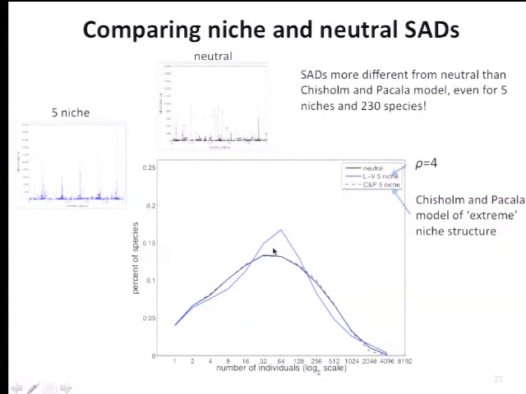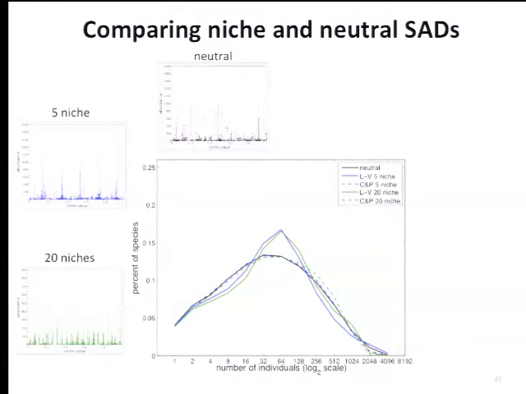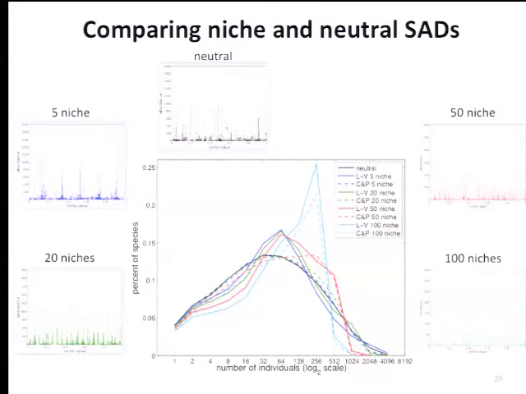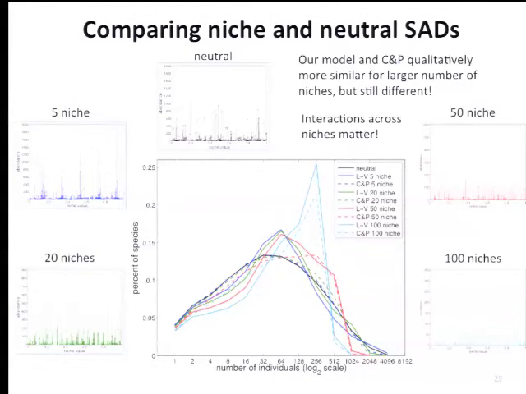But in our model, when we put in 5 niches out of the 225 species, we already see a pretty big difference. As we add more niches in, the differences remain. At first, they don't necessarily get drastically larger, but then as you add more and more niches, especially 100 niches, it's clearly drastically different. Now, with that many niches, Chisholm and Pacala's model is different too, but ours is more different from neutral than theirs. So what we found is that this more complex niche model predicts more differences from neutrality. I don't show the analysis here, but what seems to matter is these interactions across niches. Remember, Chisholm and Pacala just separated species into different niches and then they were neutral within niches, with no interactions between the niches. It seems that those interactions between the niches are actually the key thing shaping species abundances.